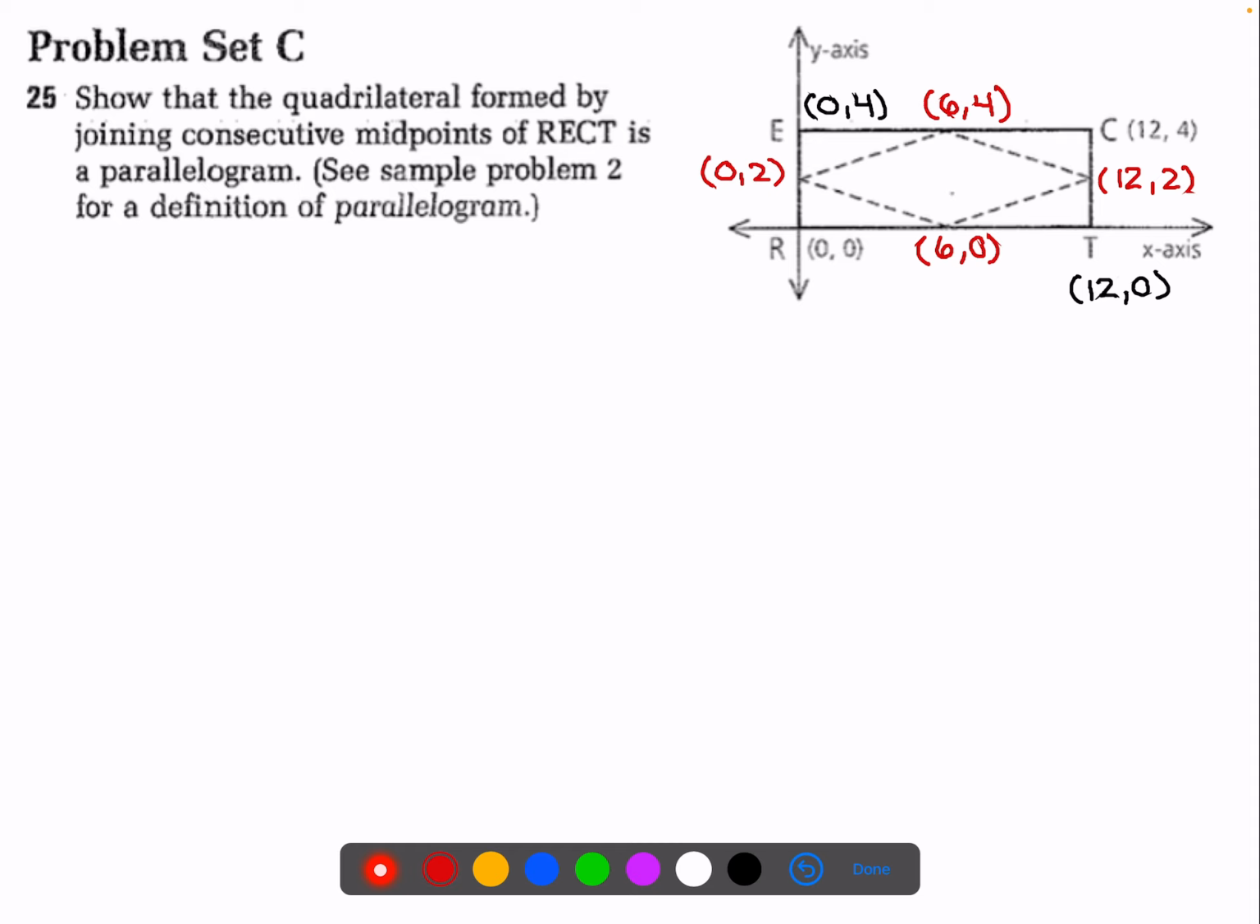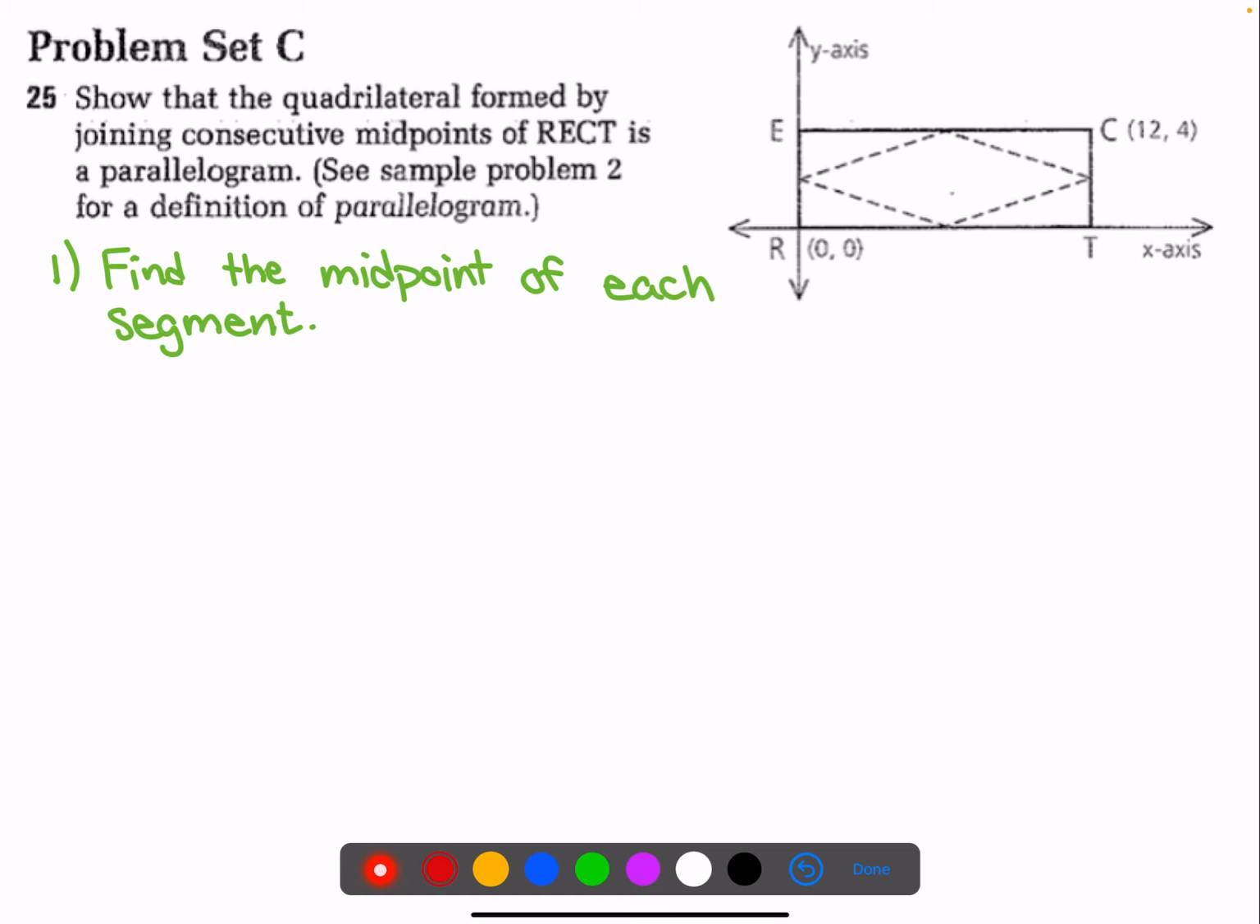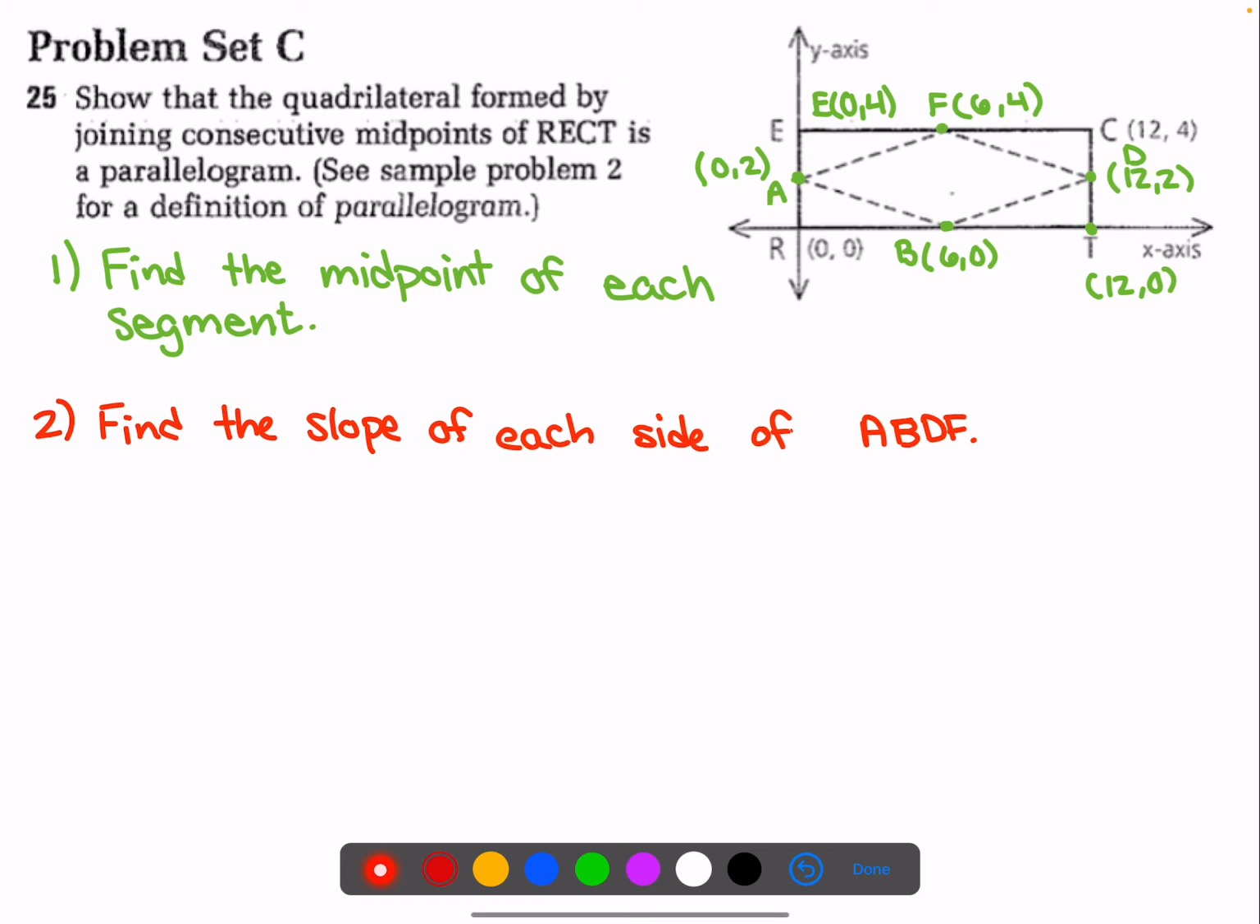So again, step 1, find each of the midpoints. Step 2, we're going to find the slope of each of these now. So I went ahead and called it A, B, D, F. I couldn't use C or E because, again, they're already used. So we went ahead and made this new parallelogram, or at least what we're trying to find, and we're going to find the slope of a couple of these lines.